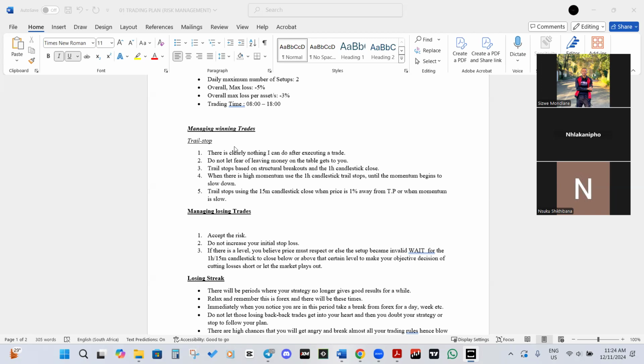Okay, that's how partial profits work. But then with a trailing stop, you are still in a full lot size. You're still in the full trade. You don't take anything away from that trade. You are just doing what?